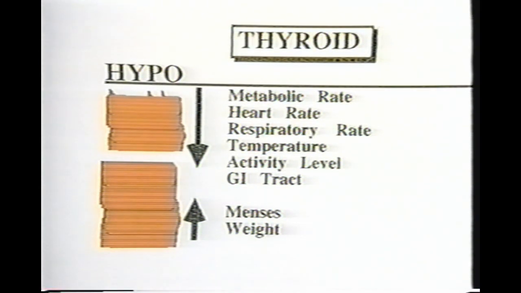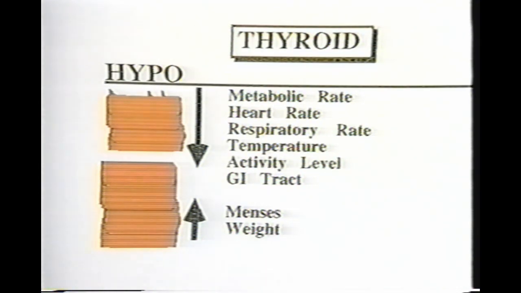In hypothyroidism, we see very low activity levels. It's all they can do to get out of bed in the morning. In addition to that, we tend to see slow function of the GI tract. These people are much more apt to be constipated because things move very slowly through the GI tract.